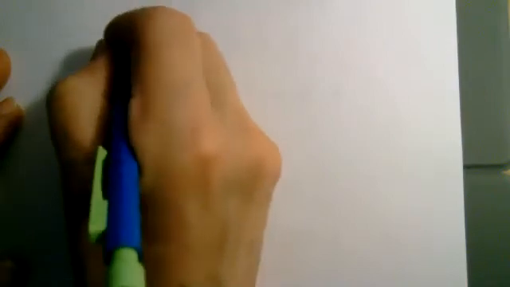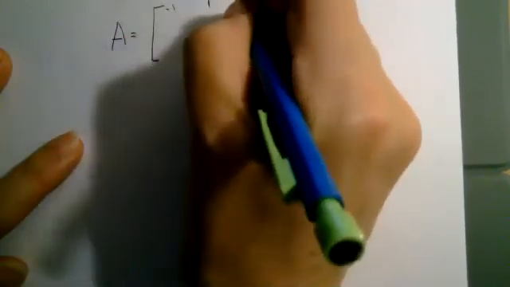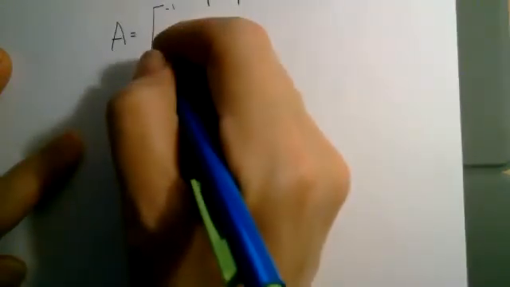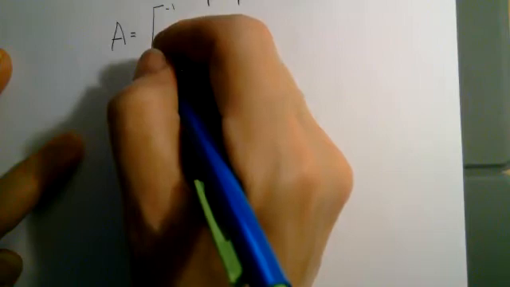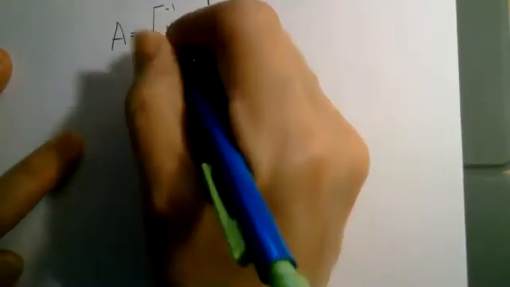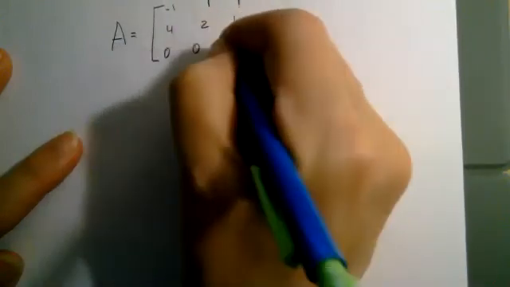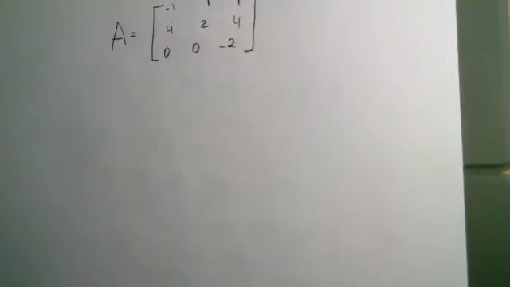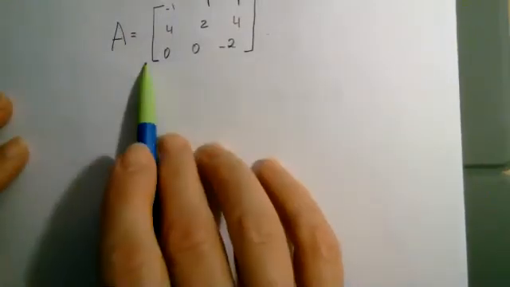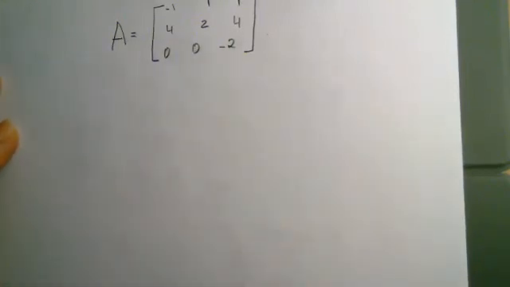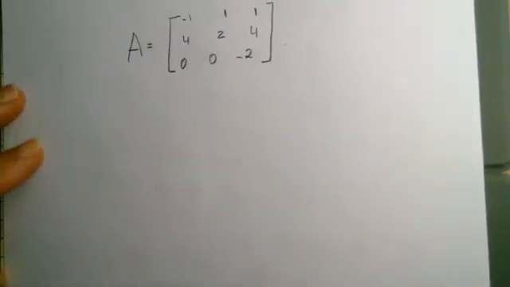So I have the following matrix A, which is -1, 1, 1, and 4, 2, 4, and 0, 0, -2. Okay, and the question is, basically, I want to find the eigenvalues for this matrix and a basis for the eigenspace. So this is my matrix A.